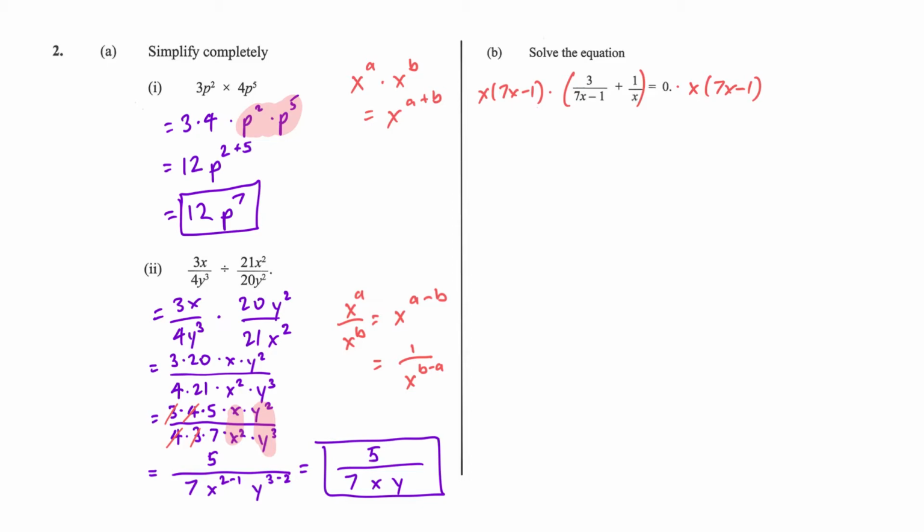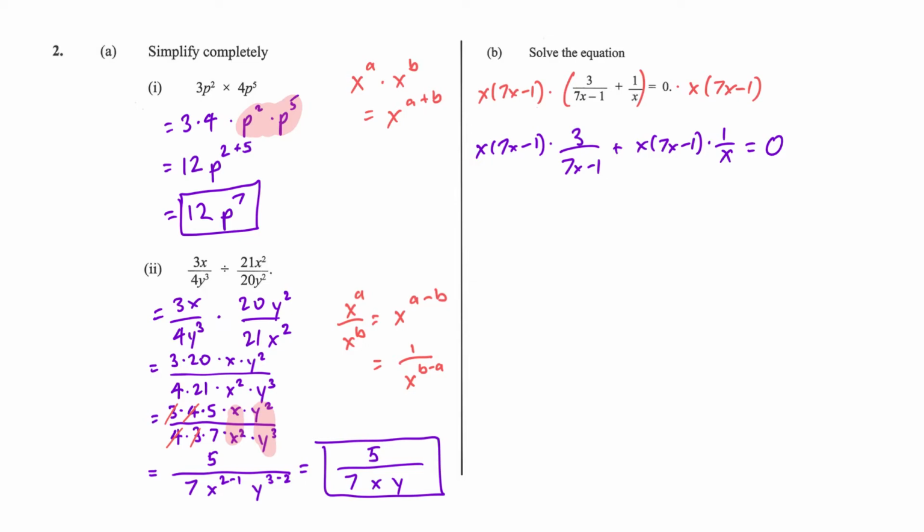When I distribute the x times 7x minus 1 to the sum of fractions, I'm going to get x times 7x minus 1 times 3 over 7x minus 1, plus x times 7x minus 1 times 1 over x, equals 0 times x times 7x minus 1. And since 0 times anything is 0, I just end up with 0 on the right-hand side.